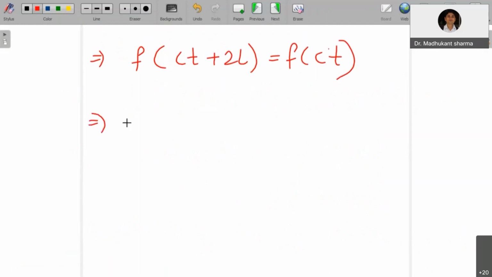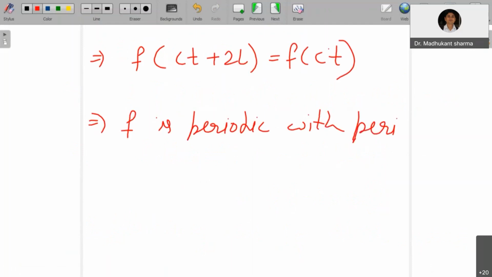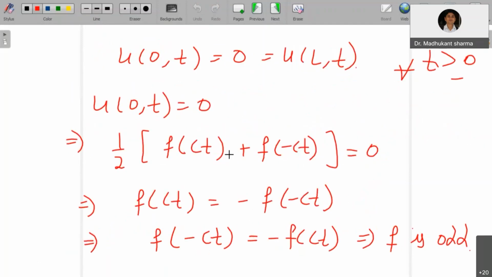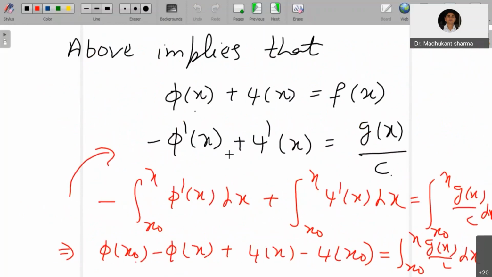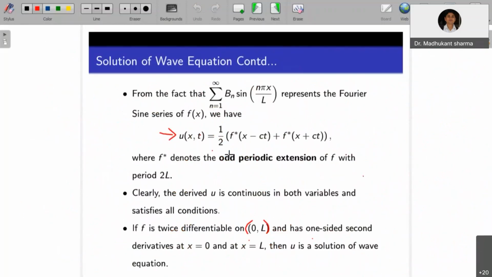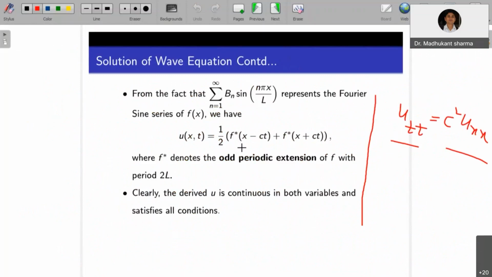So this shows that f is periodic with period 2L. So f is an odd periodic function, odd and periodic. That matches our Fourier series solution, which we concluded in the last session, that this f star is nothing but the odd periodic extension of f with period 2L.